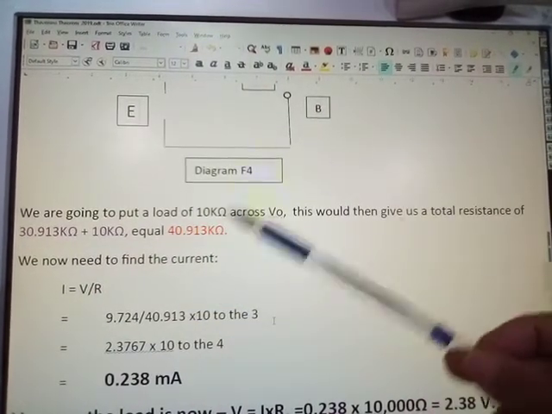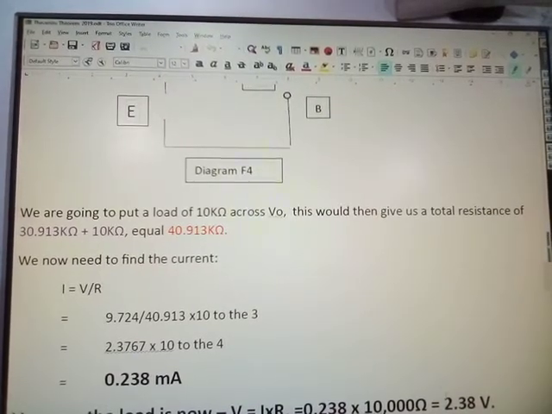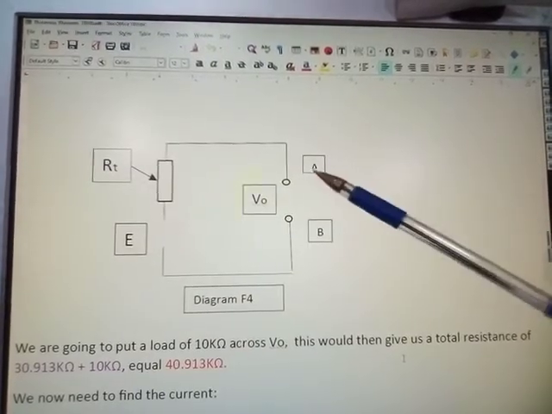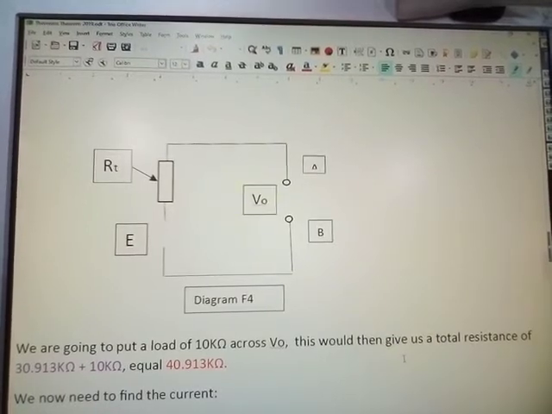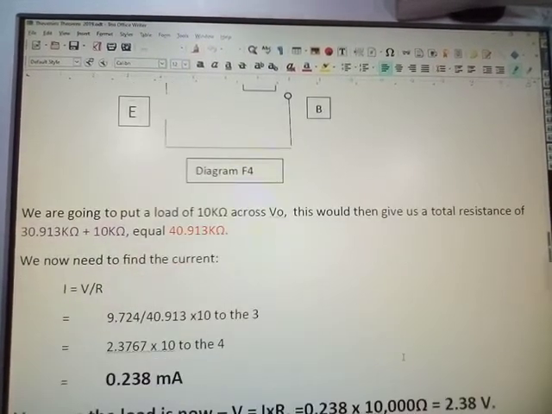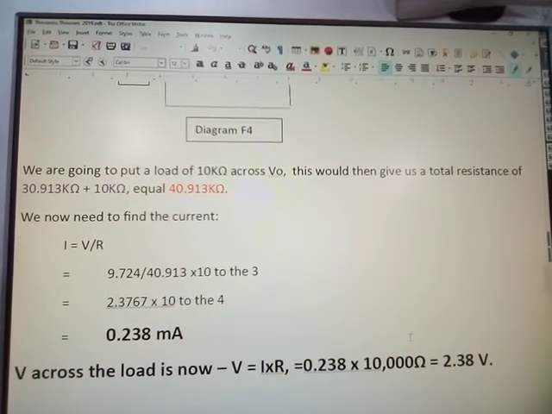Now we're going to put a load across the output, and this is where we're going to put the load across here, A and B. The load could be anything, but we're just going to use a 10 kilo ohms load. We now need to find the current.